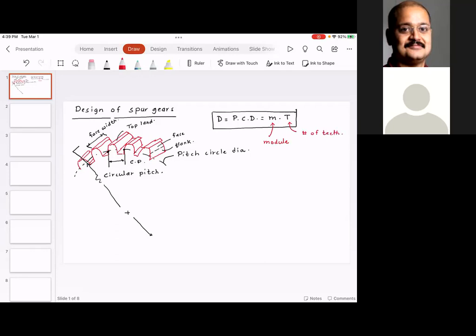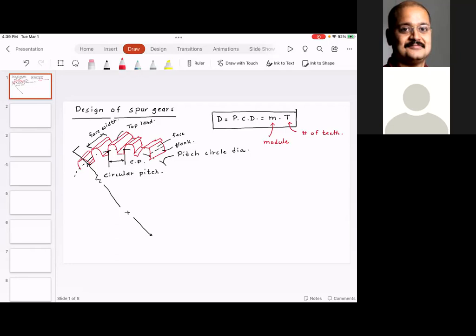Now for a gear pair, so if you have a pinion and you have a gear, the module has to be the same. Otherwise, those two gears cannot assemble. So M, the module, is one of the most important parameters for the gear. Now let's look at this thought exercise.